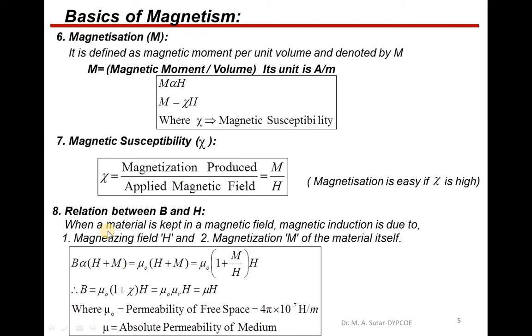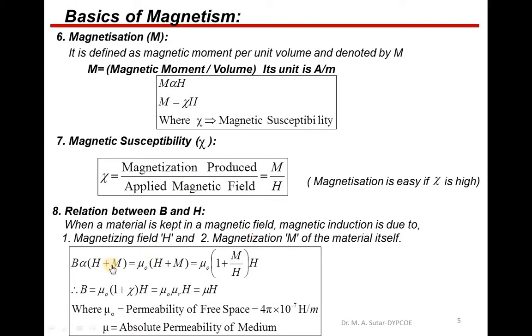As we know, when a magnetic material is kept in a magnetic field, the magnetic induction is because of two things. Number one, the external applied magnetic field H, also known as the magnetizing field. And number two, the magnetization of the material itself.